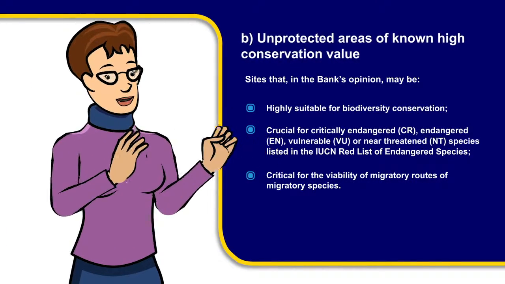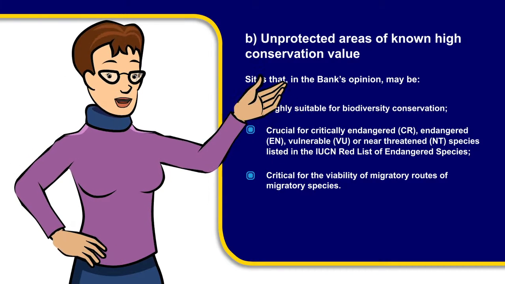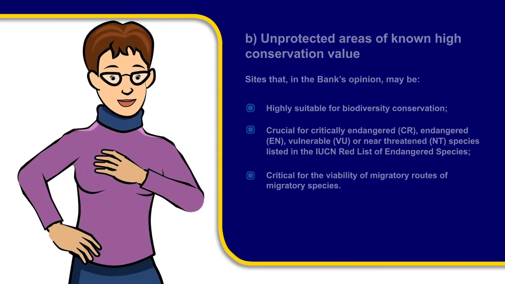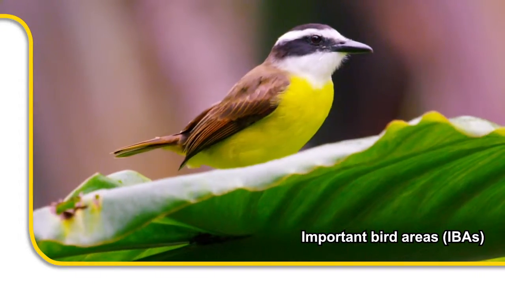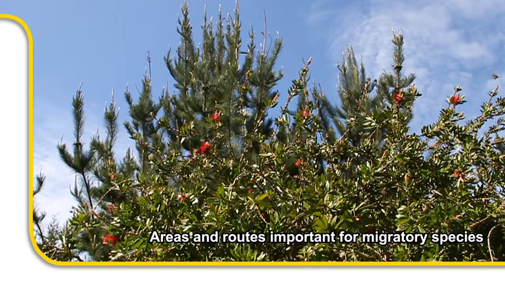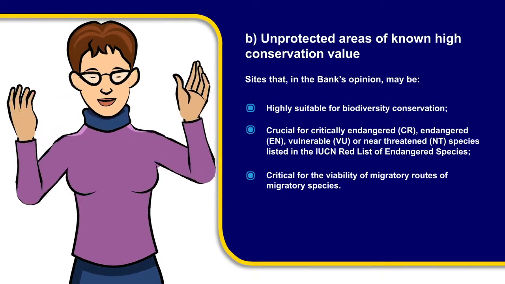It also applies to unprotected areas of known high conservation value. These are sites that have been defined nationally, regionally, and internationally, and include key biodiversity areas, important bird areas, Alliance for Zero Extinction sites, and areas and routes important for migratory species. But what exactly are these?